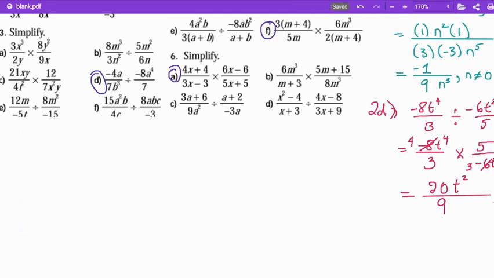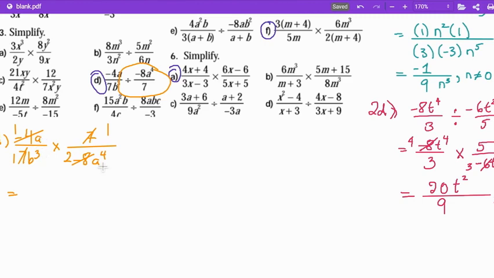Moving on to 3D. -4a over 7b cubed. And I'm just going to write the reciprocal right away. Right, so times 7 over -8a to the power of 4. Let's start with the 4s. So cancel out the -4 and the -8. We end up with 1 over 2. The 7s cancel out nicely, and they end up as 1, 1.